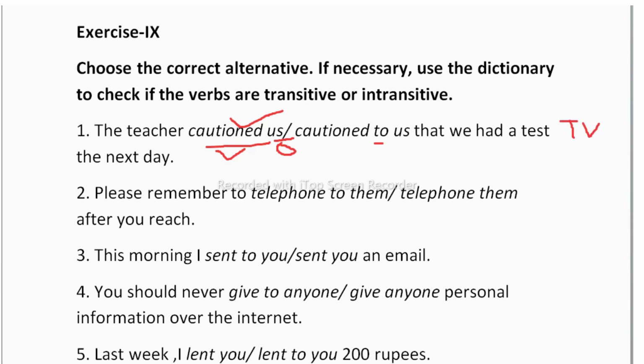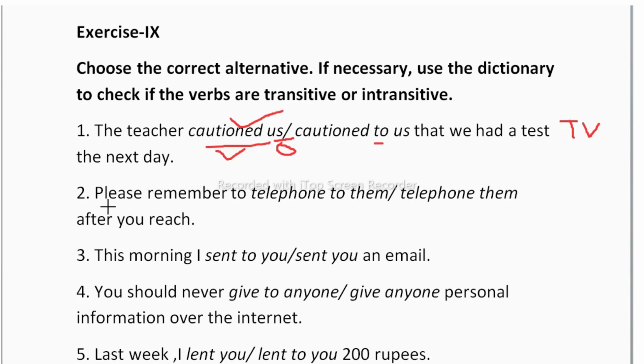Please remember to telephone to them or telephone them after you reach. So can we say please remember to telephone to them or telephone them after you reach? The correct one we can say is please remember to call me. Remember to call me. To telephone, we cannot say.